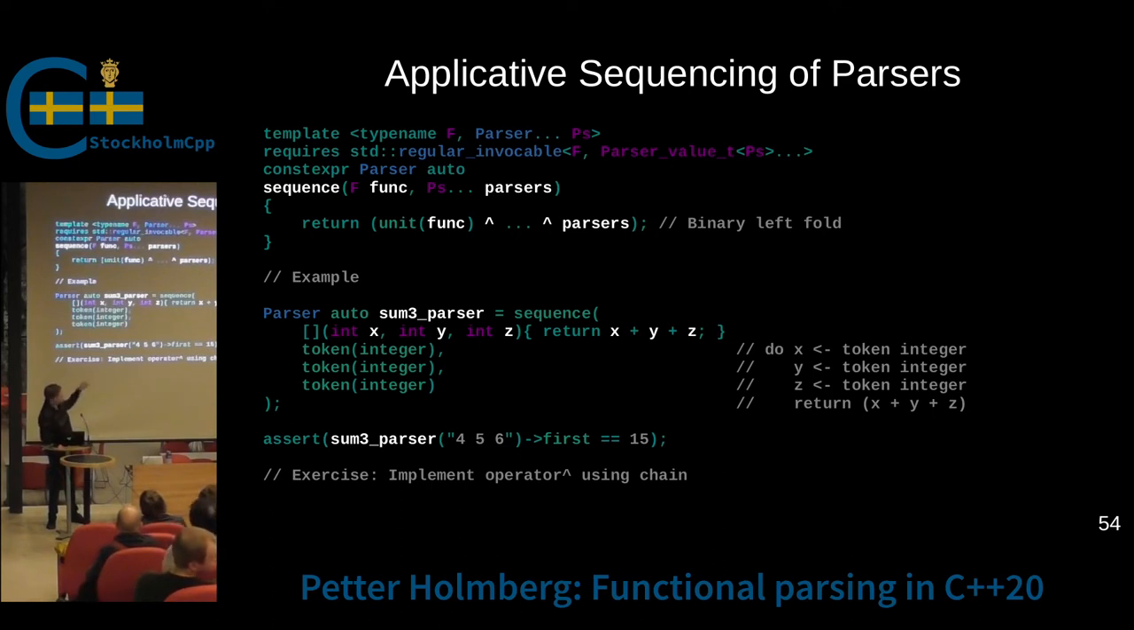And that's really nice because now we can write this sum3 parser. We just sequence three calls to token integer. The parsed things end up in the lambda on the top, as x, y, z. And then we just add them up and return it. If you compare this to the do notation in Haskell, it looks very similar. Except the biggest difference, I guess, is that the sum ends up on top, inside of a lambda, instead of at the bottom. And of course, those two returns, you have to remember, don't have anything to do with each other. But this is really cool because this code is quite readable, I think. And now we can write the sum3 parser, and we can test it.